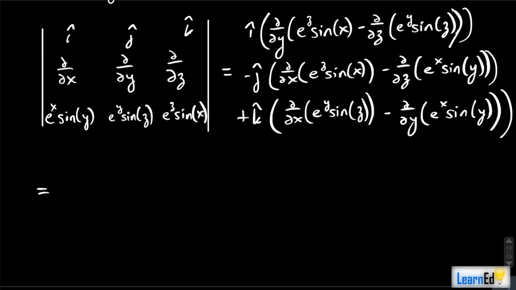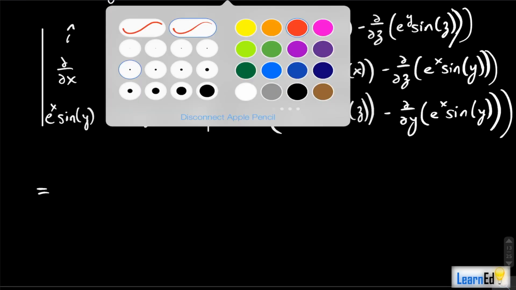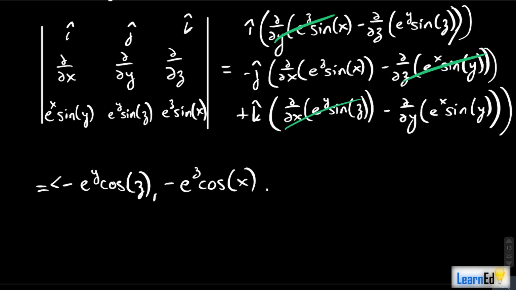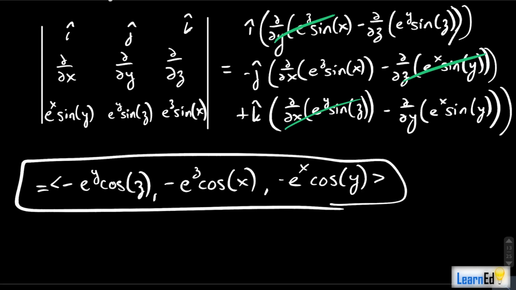So now, making this look a lot nicer, I'll cross out everything that becomes 0 with a green. So d dy of e to the z sine x goes to 0. d dx of e to the z sine x does not. d dz goes to 0, and that will go to 0. So we're just going to be left with negative e to the y cosine z as your i hat vector. Your negative j hat vector will be e to the z cosine x, so that'll be negative e to the z cosine x. Your k hat portion will be just negative e to the x cosine of y. And there you go. That is the curl of f.